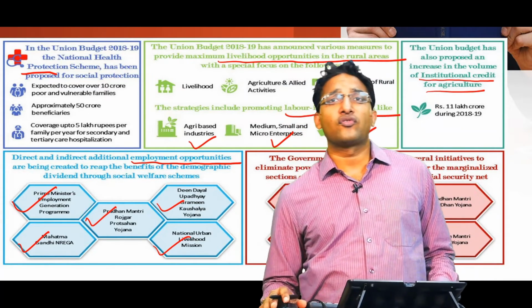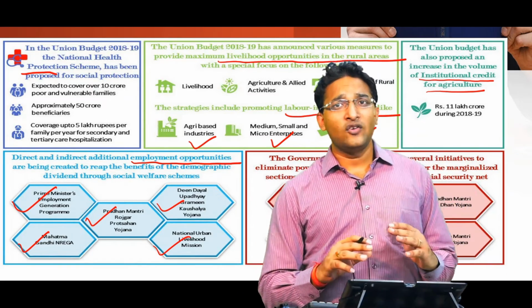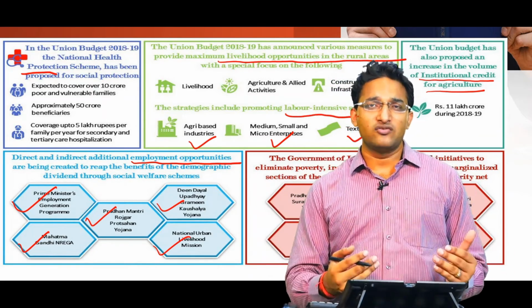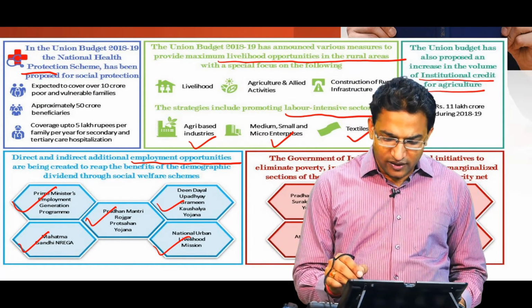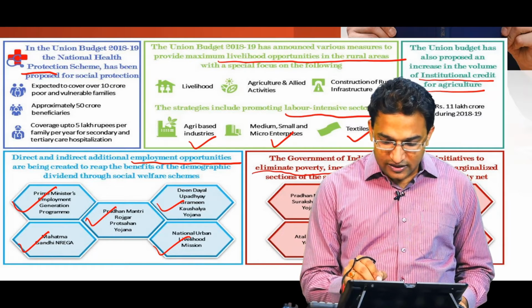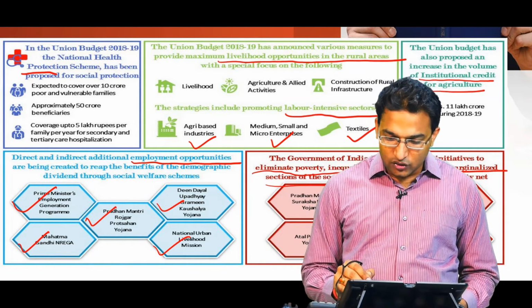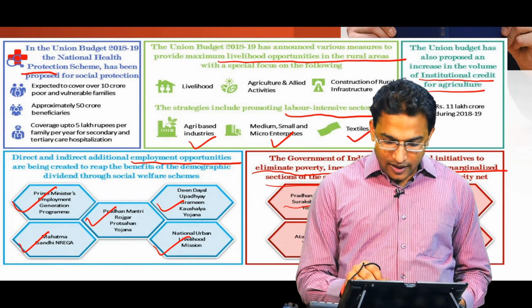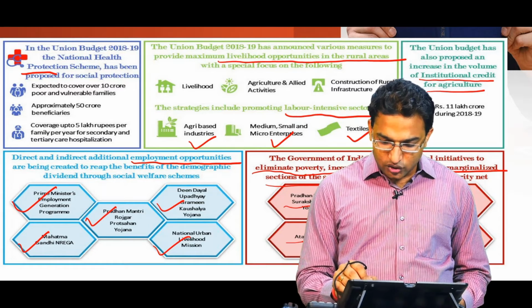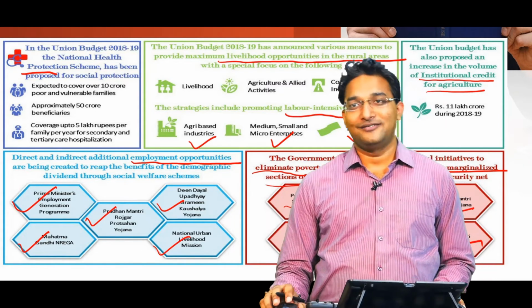Some of these initiatives, most of these initiatives, have been running for a long time. The present government is increasing the funding to these initiatives because these are very, very important initiatives. Then we have taken various initiatives for eliminating poverty, inequality and to empower the marginalized sections of society by expanding social security. Pradhan Mantri Suraksha Bima Yojana, Atal Pension Yojana, Pradhan Mantri Jeevan Jyoti Bima Yojana, Pradhan Mantri Jan Dhan Yojana, and Pradhan Mantri Mudra Yojana.